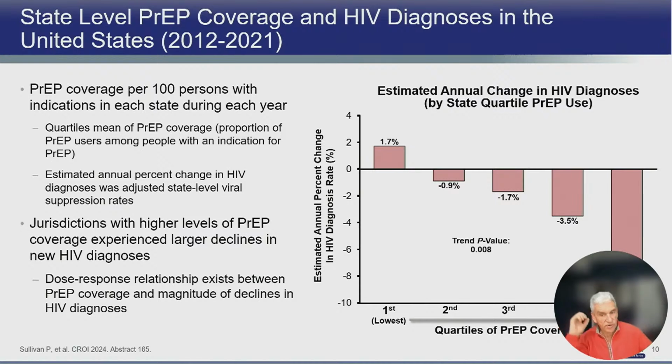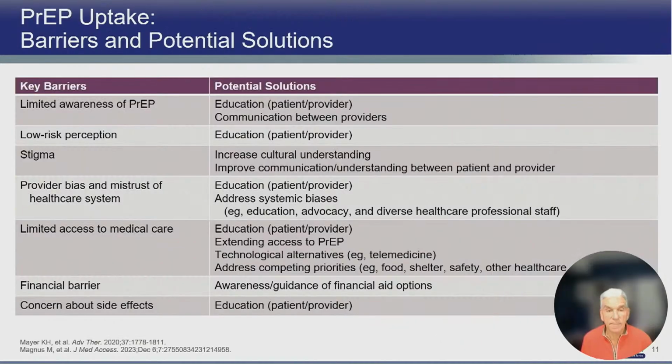When we look at different coverage amongst the states, it's very clear that jurisdictions with higher levels of PrEP coverage had significantly larger declines in new HIV diagnoses. So we know that when it's provided, it's working. There's a dose-response relationship between PrEP coverage and the magnitude of these declines.